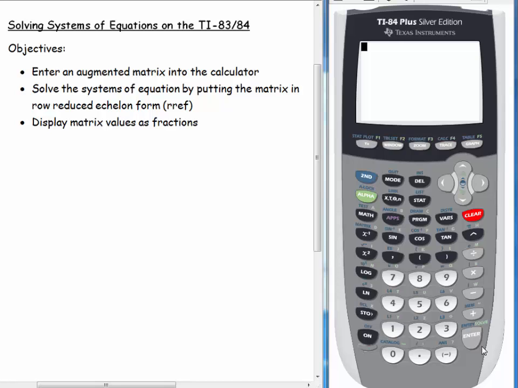In this video, we're going to look at how to use our calculator, the TI-83 or 84, to solve systems of equations. Specifically, we're going to do three things. We're going to learn how to enter an augmented matrix. We're going to learn how to use the RREF function, which puts our matrix into row reduced echelon form. And then when we have decimal answers, we're going to learn how to convert those decimals to fractions.